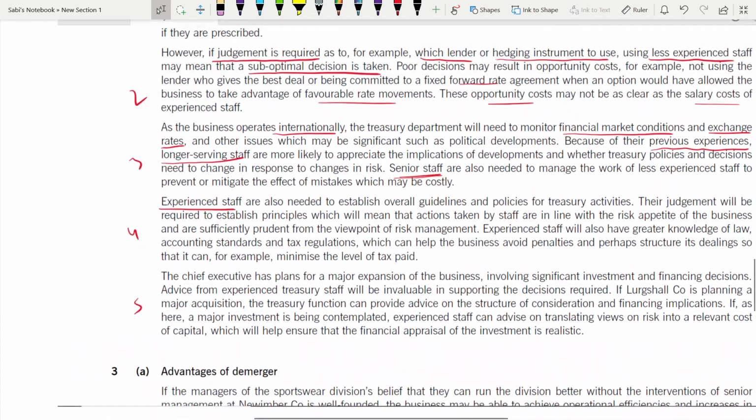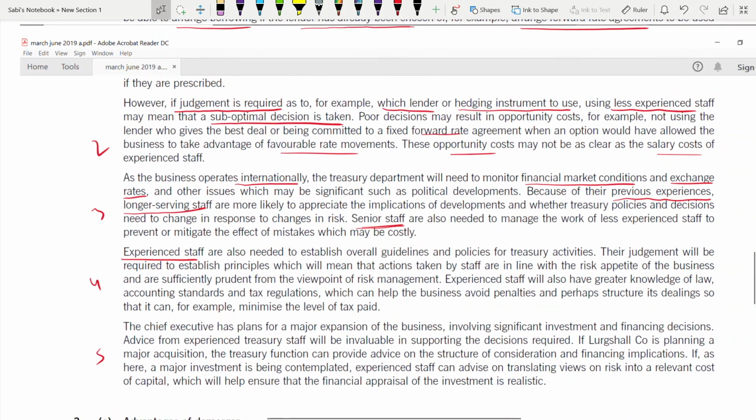Okay. So now, how are they linking experienced staff, we will see. Experienced staff are also needed to establish overall guidelines and policies for treasury activities. Their judgment will be required to establish principles, which will mean that the actions taken by staff are in line with the risk appetite of the business and are sufficiently prudent from the viewpoint of risk management. Yes, they're talking about risk management and all. Wherever judgment is needed, experienced staff.